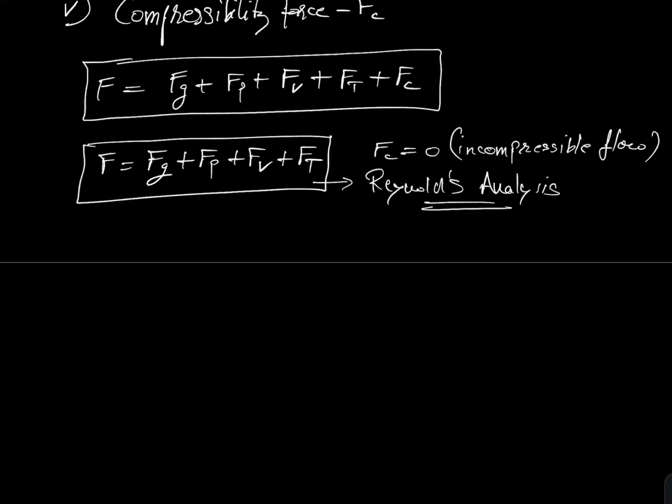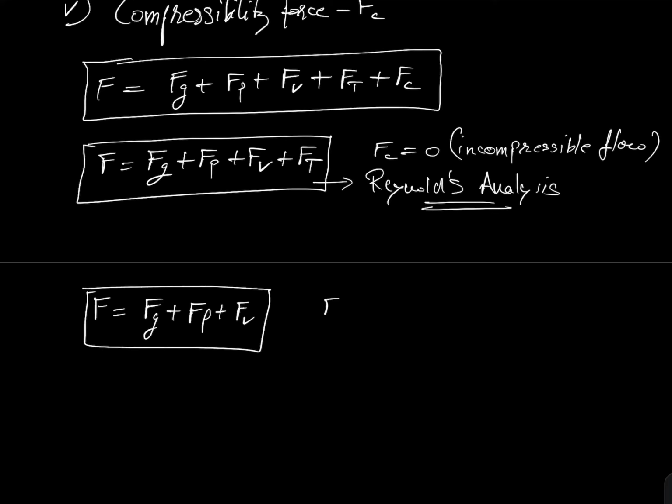Okay, so now if I ignore the turbulent force also, if I consider that my flow is laminar, or we can say if my Reynolds number is small, then F will be equal to Fg plus Fp plus Fv. Fine, here Ft comma Fc both are equal to 0. Okay, that is laminar flow. Laminar flow, it's incompressible also, obviously it is also a laminar flow.